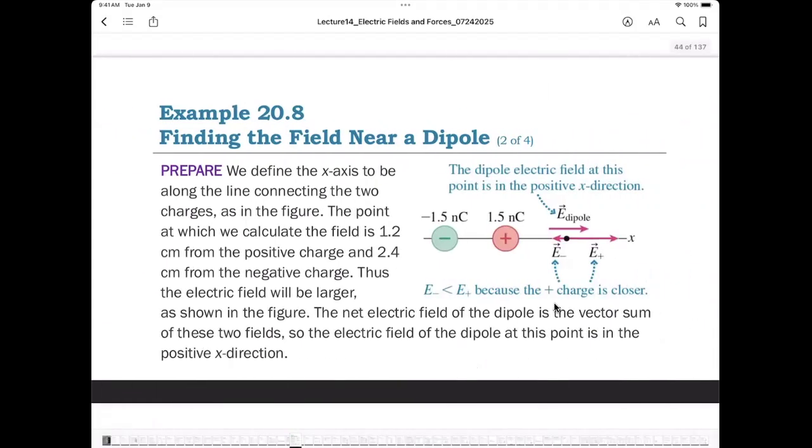You can see it's a similar thing to what we analyzed. We define the axis to be along the line connecting the two charges, as in the figure. This is the axis. The point at which we calculate the field is 1.2 centimeters from the positive charge and 2.4 centimeters from the negative charge, because from here to here is 2.4. Thus the electric field will be larger, as shown in the figure. The net electric field of the dipole is a vector sum of these two fields. So the electric field of the dipole at this point is in the positive x direction. That makes sense to you, because this one is bigger than this one.